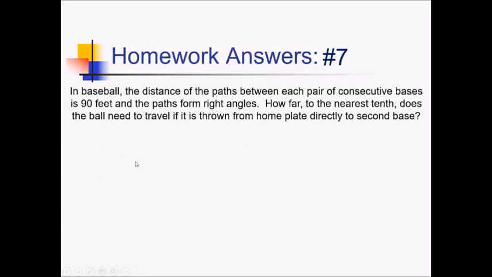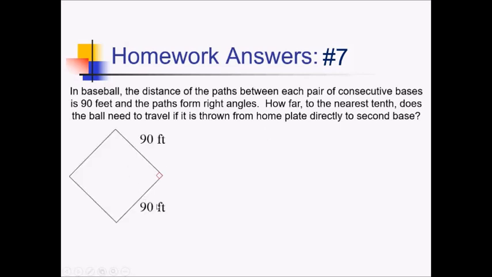On this real life problem, in baseball, the distance of the paths between each pair of consecutive bases is 90 feet, and the paths form right angles. We want to know how far to the nearest tenth the ball needs to travel if thrown from home plate to second base. So this one, after you maybe play that Abbott and Costello skit about who's on first, this one is good to draw a picture for.